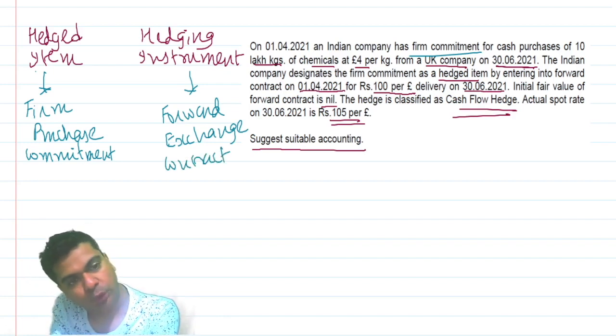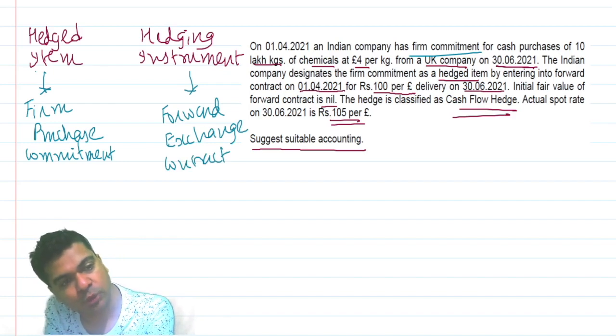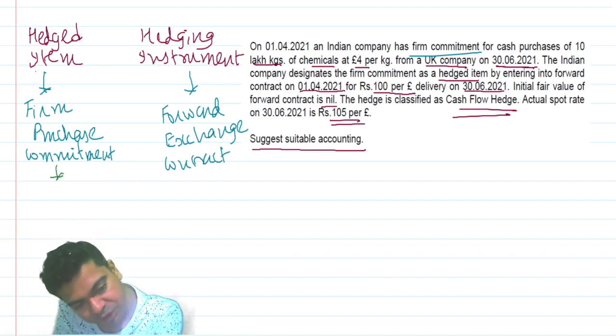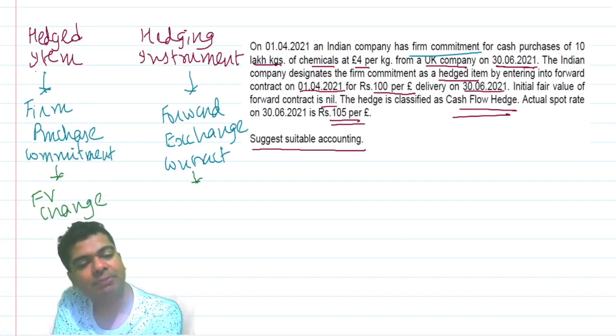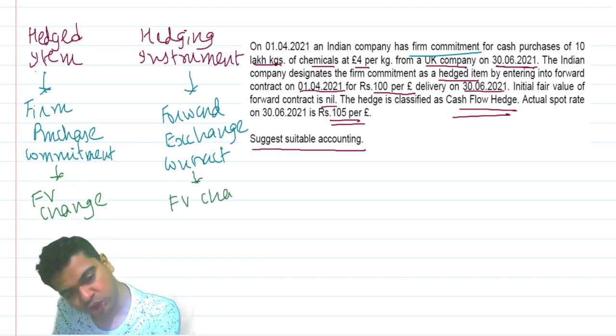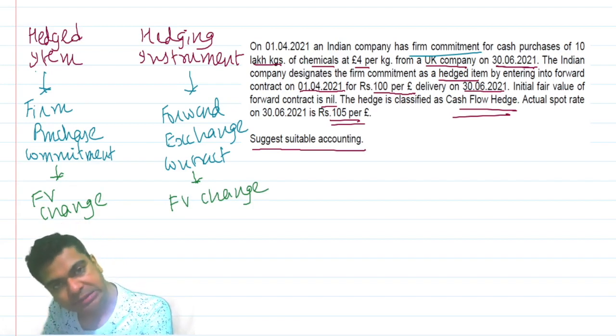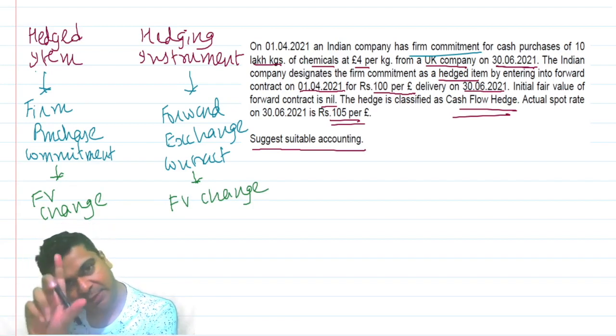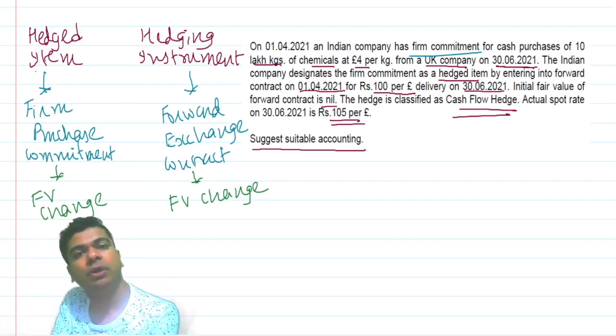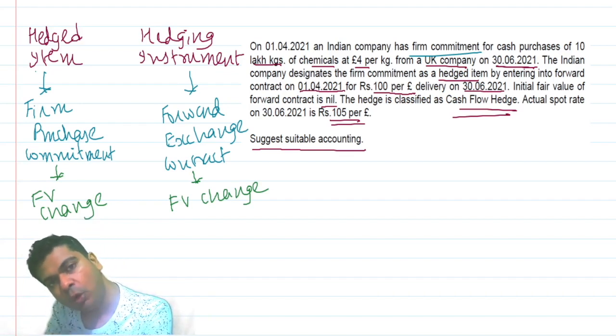So what I will have to do is capture what are the fair value changes over here. I will have to capture what is the fair value change over here. Because these two fair value changes will be compared and the lower of the two will go to the cash flow hedge reserve.